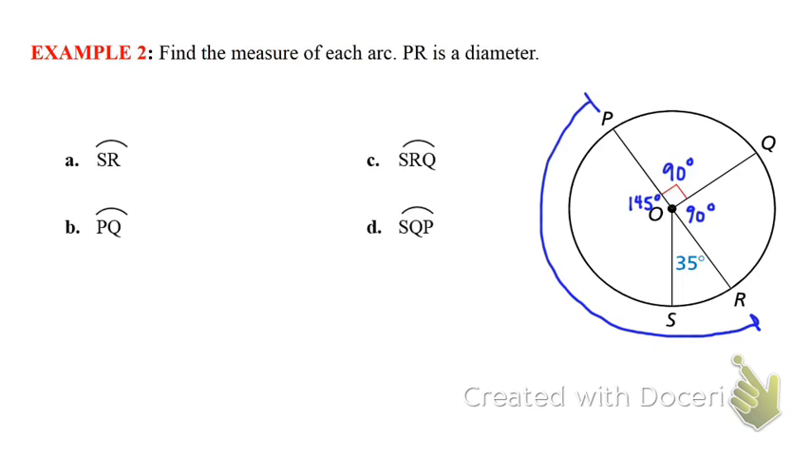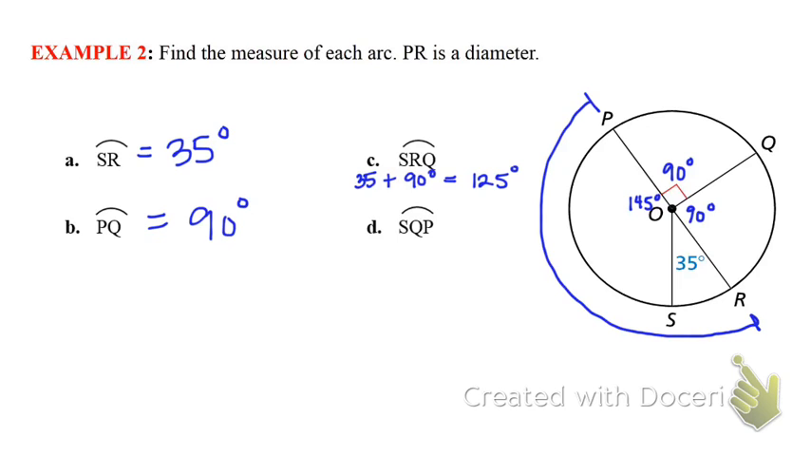Now, labeling your circles like this before you get started will make the work you do a lot easier. Because now we can just look at the diagram and start noticing things like, okay, SR is 35 degrees. And now SRQ is going to be 35 plus 90, so 125 degrees. And then PQ, that one was pretty easy. That one was 90.